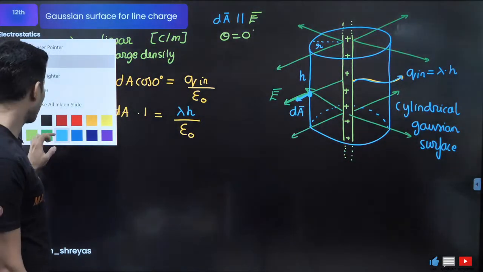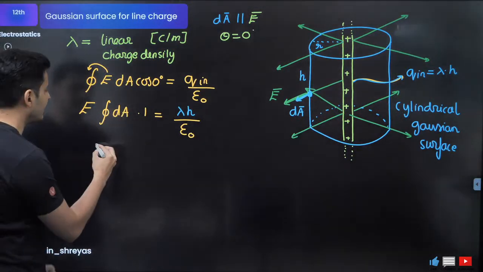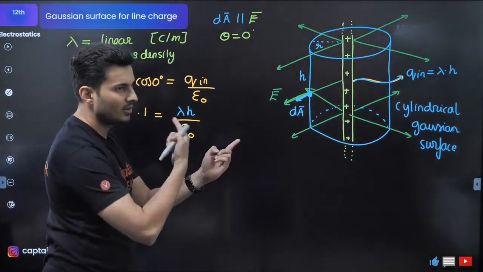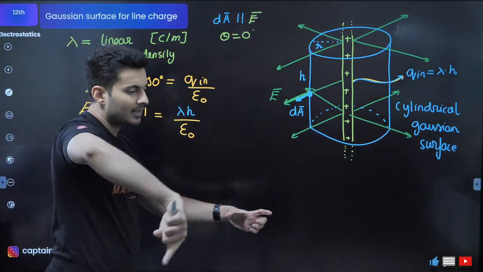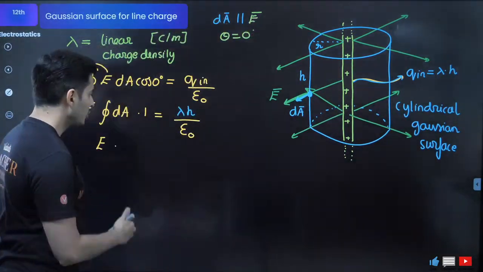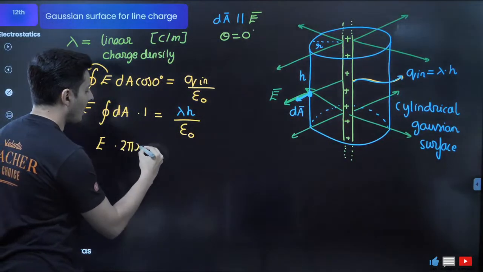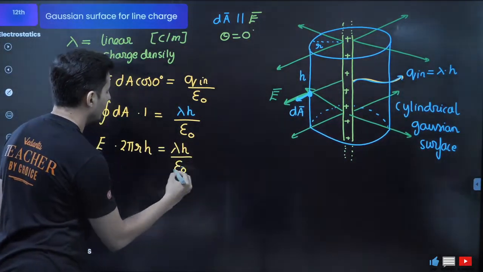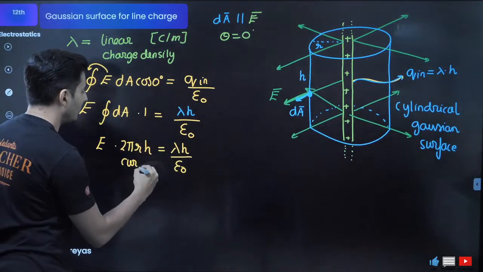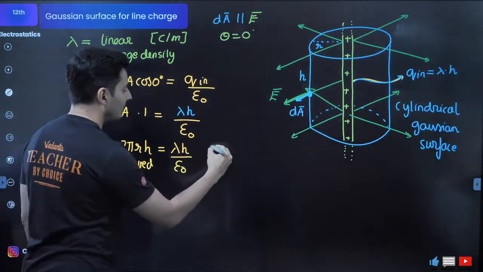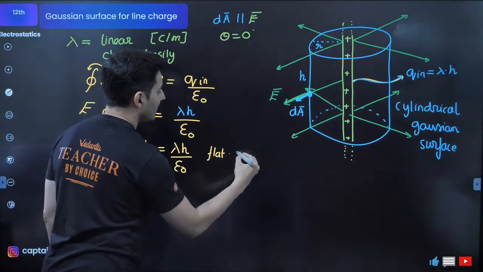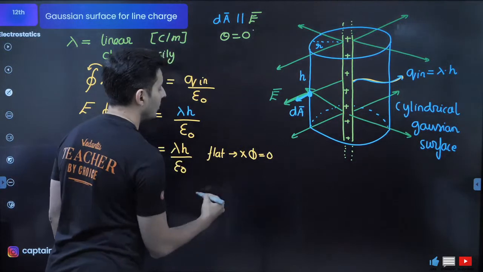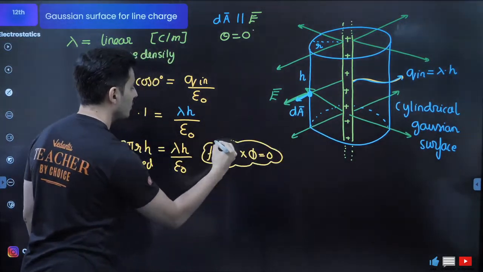So maybe sleeping. So now the area's integration will only be the curved surface. What is the curved surface of a cylinder? 2 pi r is the circumference, h is the height. So basically this will be nothing but 2 pi r into h is equal to lambda h by epsilon naught. Here I have only taken the curved surface because the flat surface has no contribution, or basically the flux is 0. So for the flat surface, the contribution is 0.